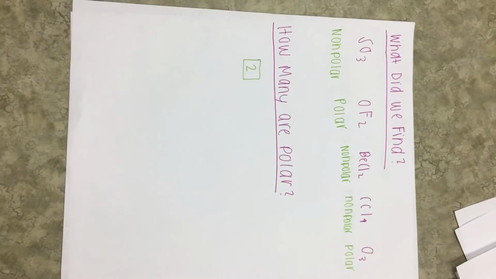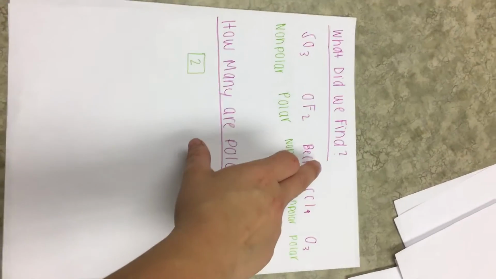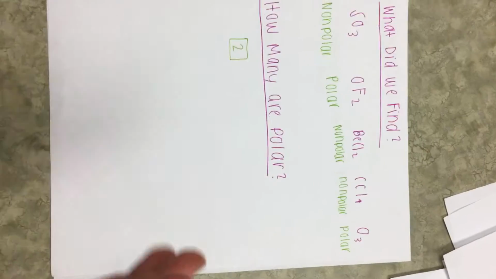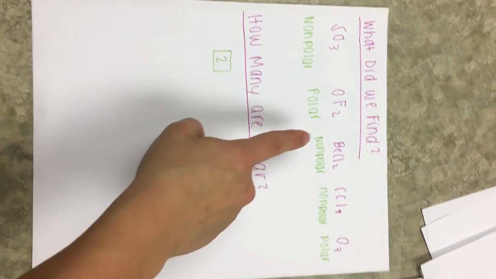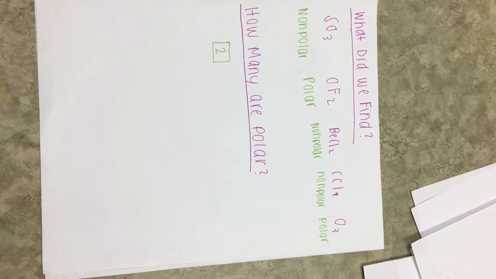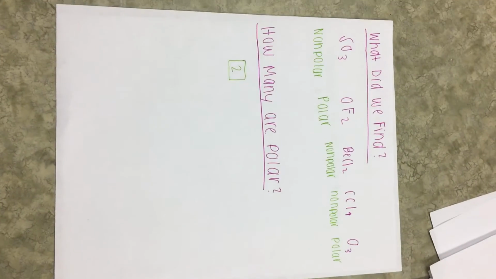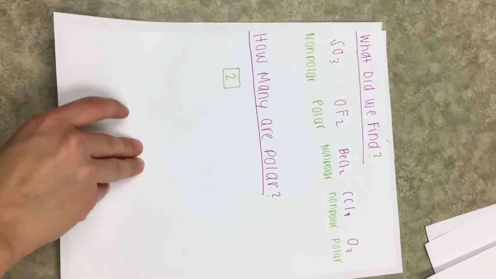Now we will look at the problem again. The original problem asks, how many of these molecules are nonpolar? What did we find? 3 of the molecules were nonpolar because there was no net dipole. 2 of the molecules were polar because the domains were not all the same. That means that out of these 5 molecules, 2 of them were polar.